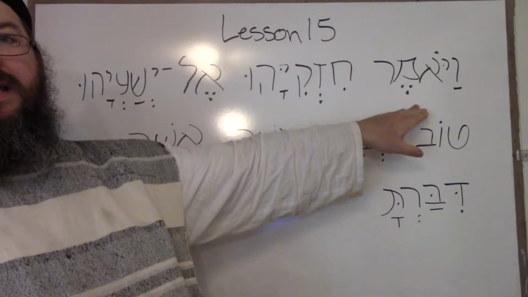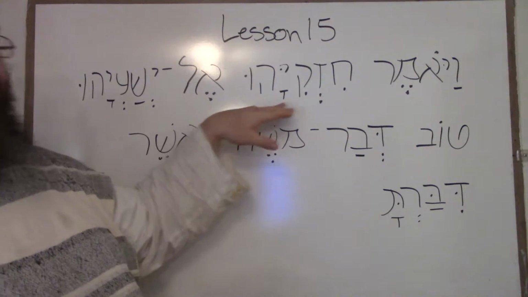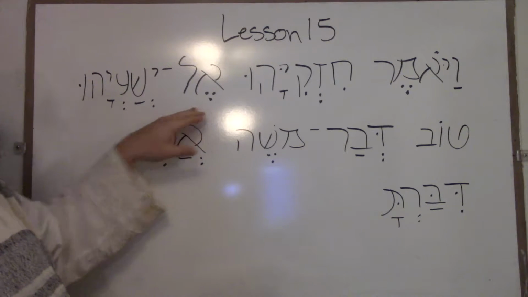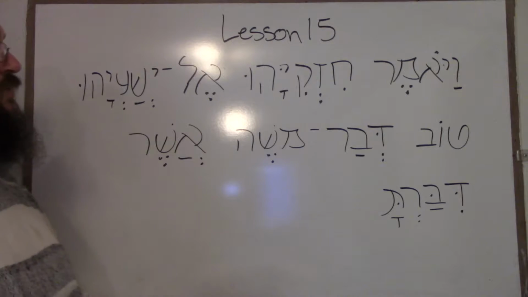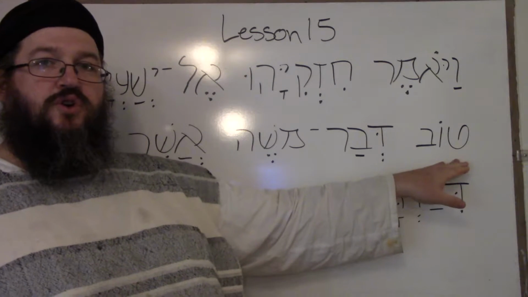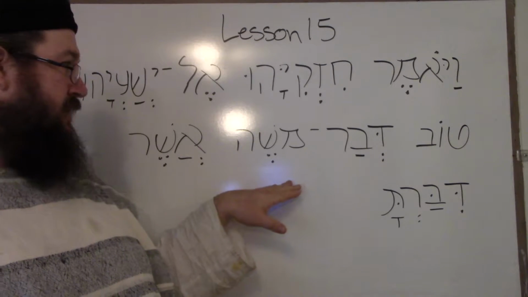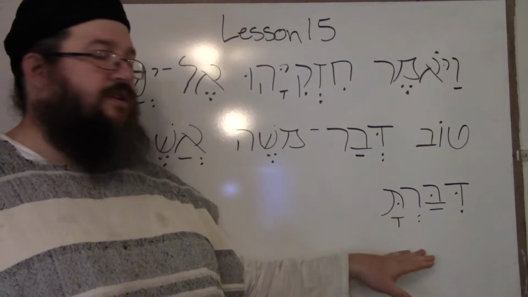Vayomer, and he said, Chitzkiyahu, and Chitzkiyahu said, El unto Yeshayahu, Tov, good, Devar Moshe is the word of Moshe, Asher, which Dibarta, you spoke.